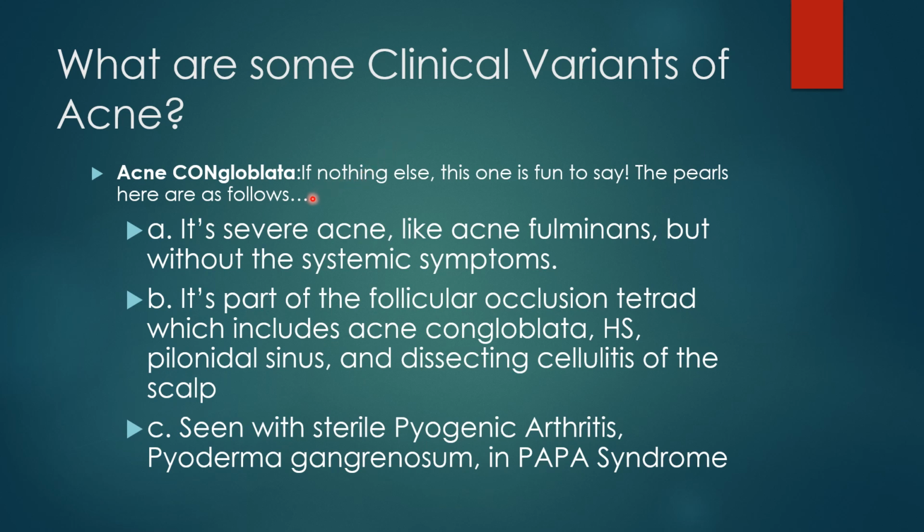the one that's often compared and contrasted with acne fulminans, is acne conglobata. And the way that I like to remember that is acne fulminans, you are full of acne. You have these full systemic symptoms, and it's a serious condition. Acne conglobata is kind of a con, if you will. You still have the severe acne like you do in acne fulminans, but you don't have those systemic symptoms. It is also part of the follicular occlusion tetrad, and this includes acne conglobata, hidradenitis suppurativa, pilonidal sinuses, and dissecting cellulitis of the scalp.